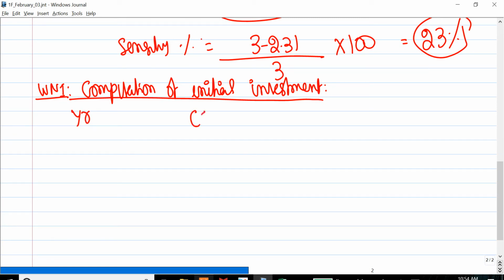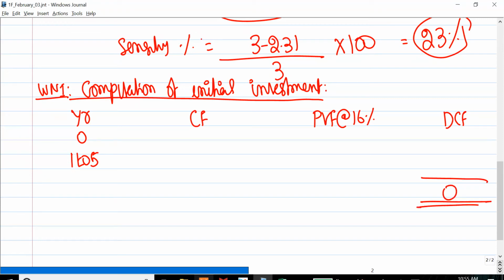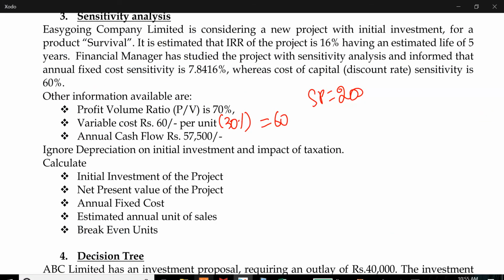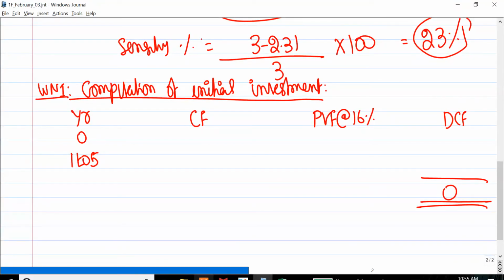Year, cash flow, PVF at 16%, DCF. Is there any salvage value given in the question? If nothing is given, we'll ignore salvage value. So year, cash flow, PVF at 16%.